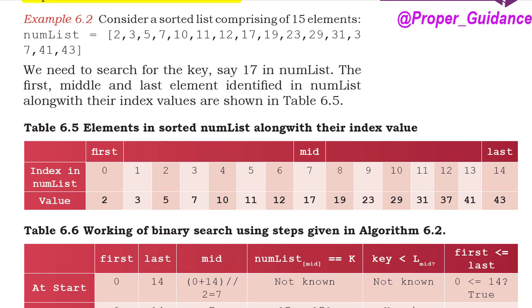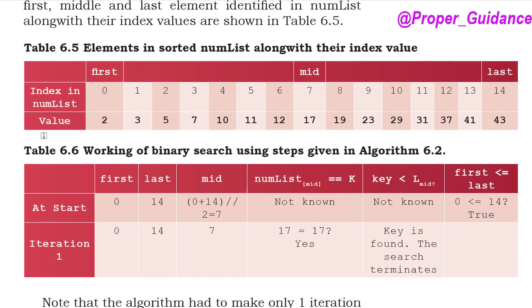So consider a short list comprising 15 elements here. We need to search for the key 17 in num list. The first, middle and last element are identified in num list along with their index values. So look at this picture. The index in num list: the first section is index 0, 1, 2, 3 up to 14 because there are 15 elements. Total 15 elements are here.